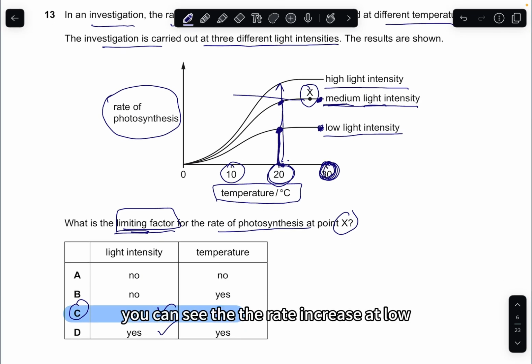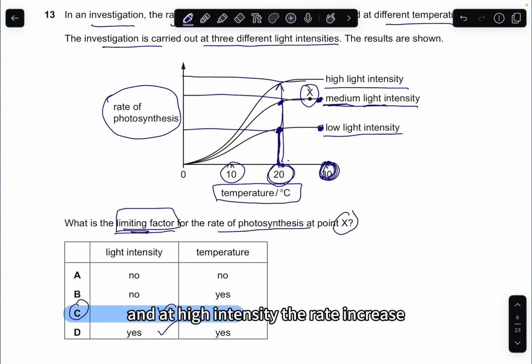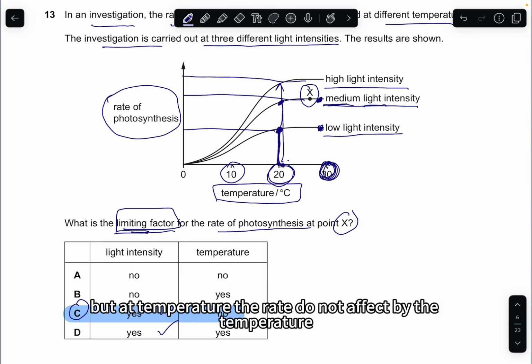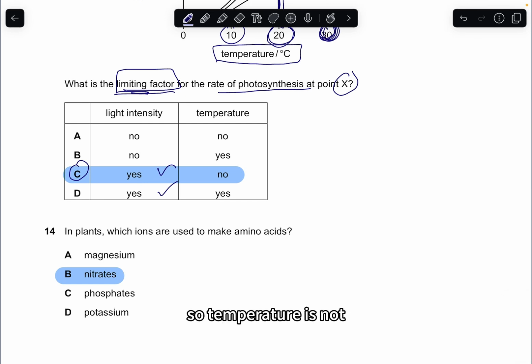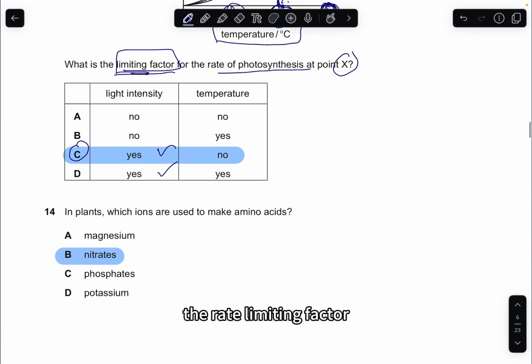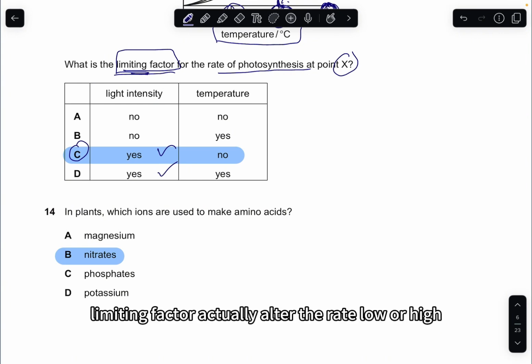because at medium you can see the rate increase, at low the rate is here, and at high intensity the rate increases, but the rate is not affected by the temperature. So temperature is not the rate limiting factor. A limiting factor actually alters the rate, low or high.